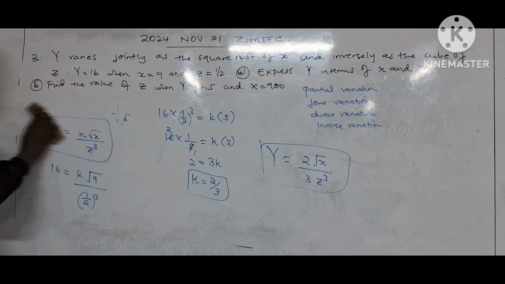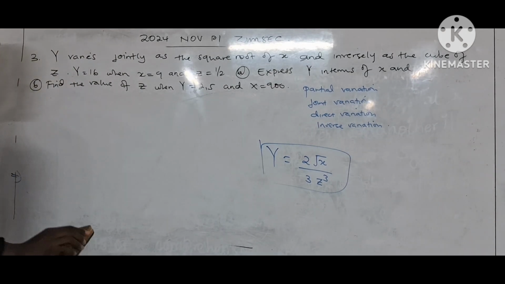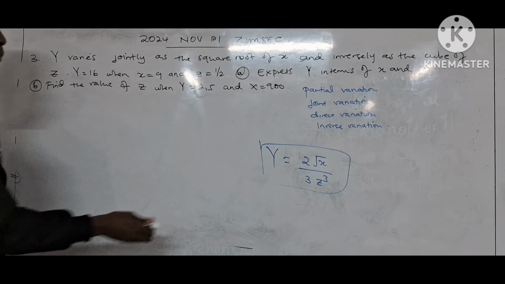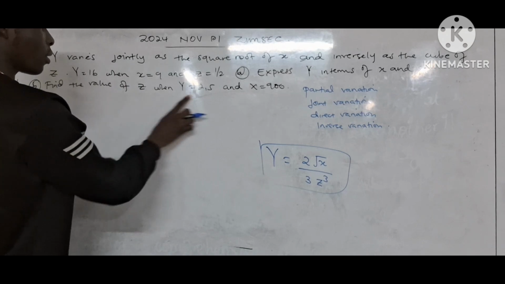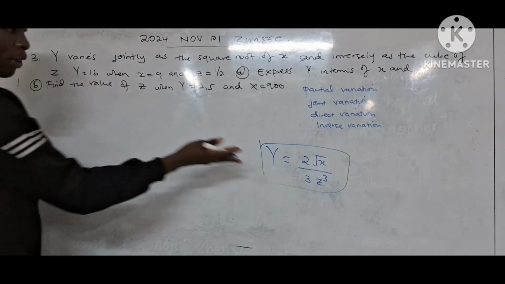Let's move on to part B. Part B is: find the value of z when y is equal to 2.5 and x is 900. So you substitute, y is 2.5 and x is 900. You want to find the value of z.